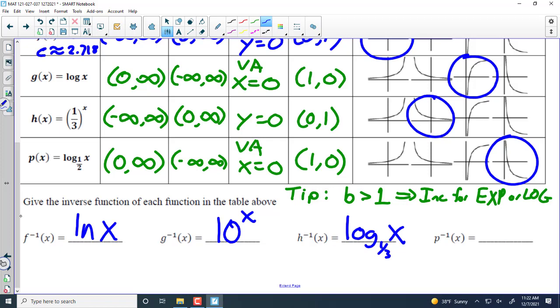The last one's a logarithm function with a base of 1/2, so its inverse is an exponential function. You should put it in parentheses, so people know that the x power applies to both the numerator and the denominator, not just the numerator.